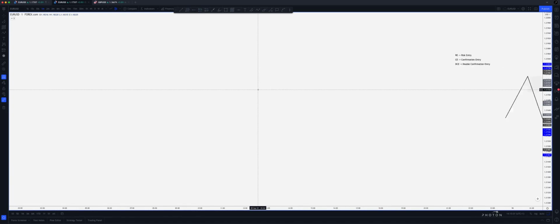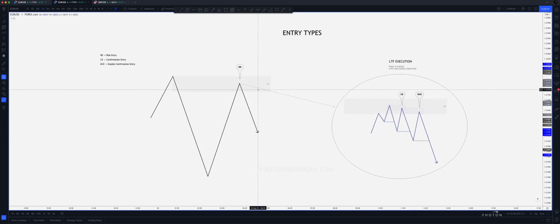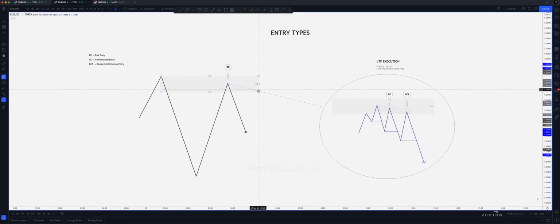So let's dive into that and drag this across. There's two main entry types, the way I would classify it: one being a risk entry and the other one being a confirmation entry. Obviously there are three here, so you're probably thinking, why are you saying two? Well, the double confirmation entry for me just gets looped in with the confirmation entry. But let's dive into it and talk about it.